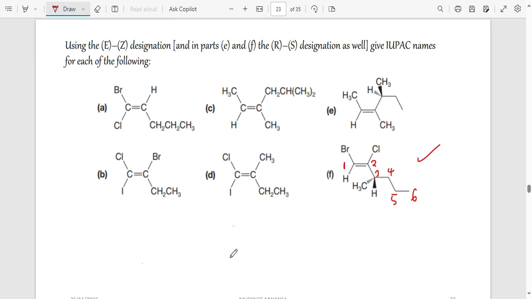Meaning the name of this compound is going to be, before you even name it, hexane. In position number 1, we have got a bromine as a group, a chlorine as a group, and a methyl as a group. So we need to name those groups. B comes first before C, and C comes before methyl. So we're going to say 1-bromo, and then 2-chloro, and then 3-methyl.